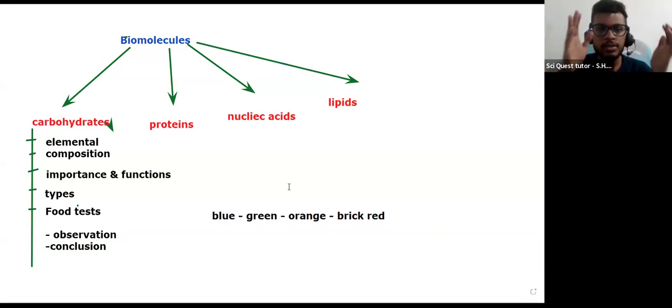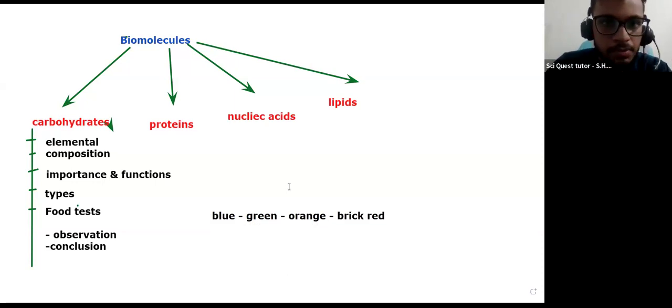Now you can see, students, elemental composition, importance and function, types, and food tests we include. Every biomolecule has its own food test. Actually, you have to learn a lot of food tests here. The main idea of doing a food test is that we have to include an observation, especially a color change, and the conclusion. If there are any special notes, we will gather those as well. Right. Now, we'll move to the next part.